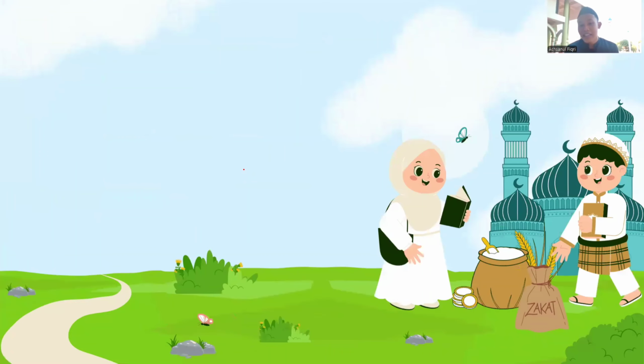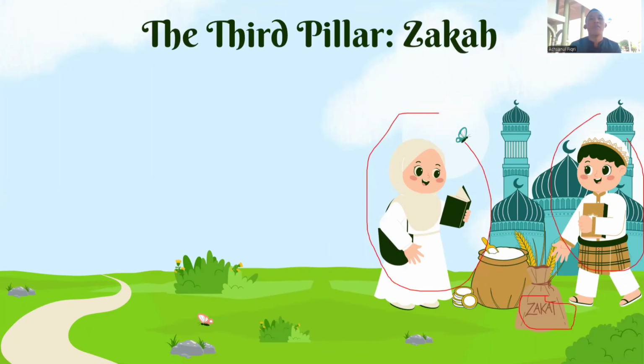Next, there are two children, right? There is a girl and there is a boy. Okay, so what is the name of the activity? That's true, right? On the back, right? Zakat, right? So the third pillar is zakat.